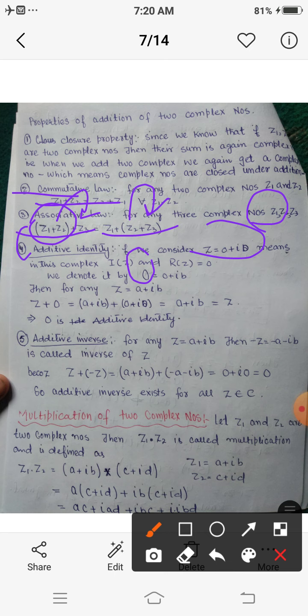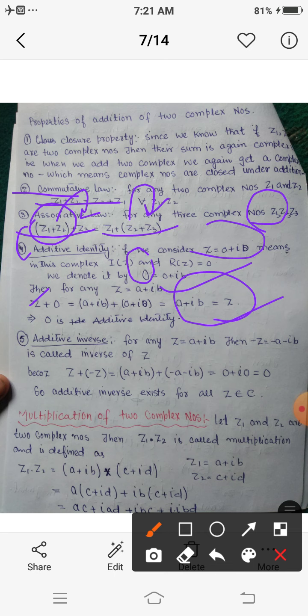Now for any general complex number a plus iota b, z plus 0 is a plus iota b plus 0 plus iota 0, because 0 is the complex number whose real part as well as imaginary part are 0. Now when we add these two, a plus 0 is a, b plus 0 is b, which implies that again it is z, because z is a plus iota b. Hence 0 is the additive identity in the set of complex numbers. This 0 is simply 0 plus iota 0.